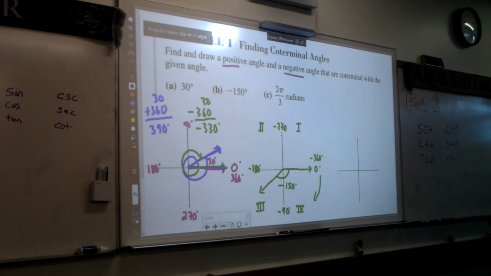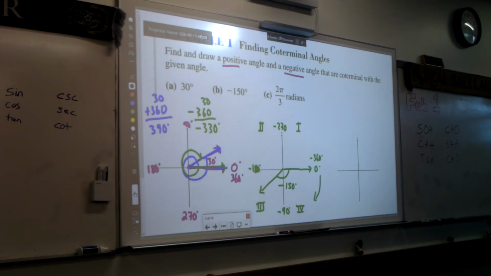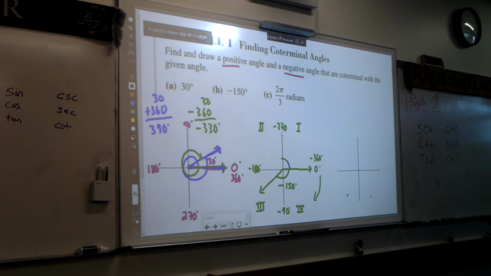Now, it wants a positive and a negative coterminal angle. We're going to do basically the same thing we did on A. All right? So if I add 360, what that means is we're going to be going from the counterclockwise approach. It would be like that. That would be if I did negative 150 plus 360. Anyone know what that is off the top of their head?